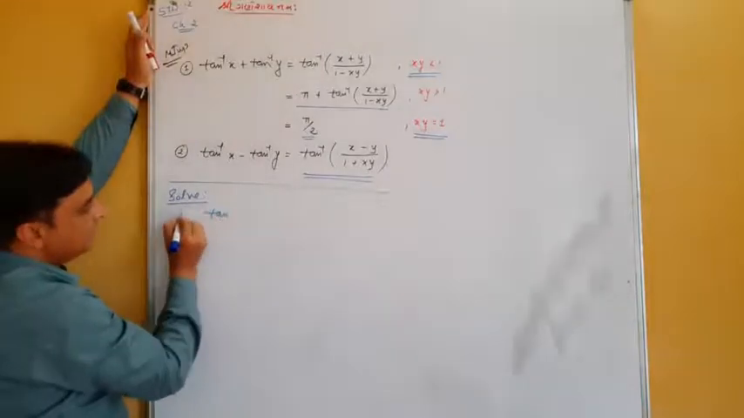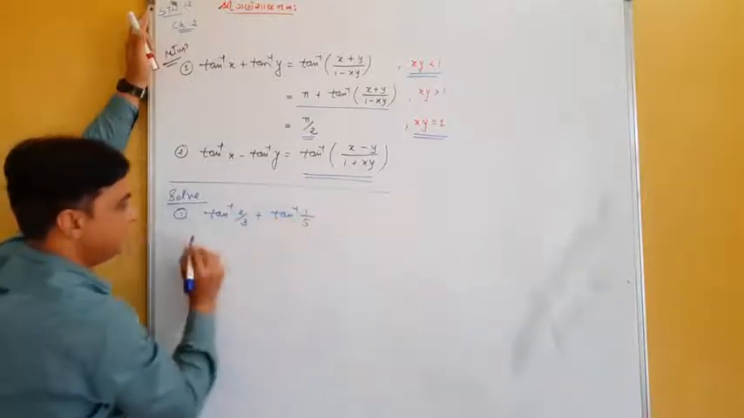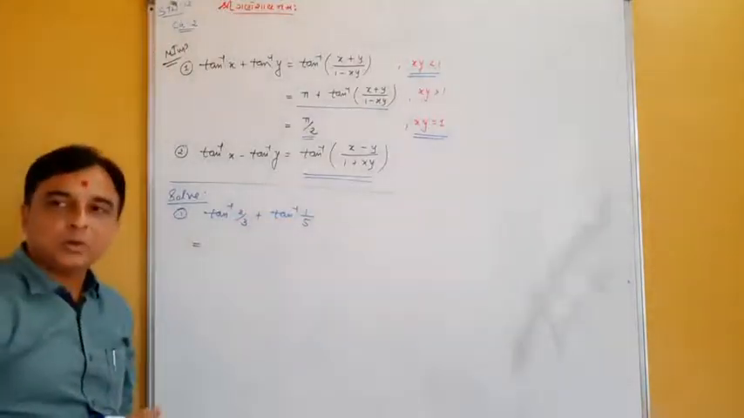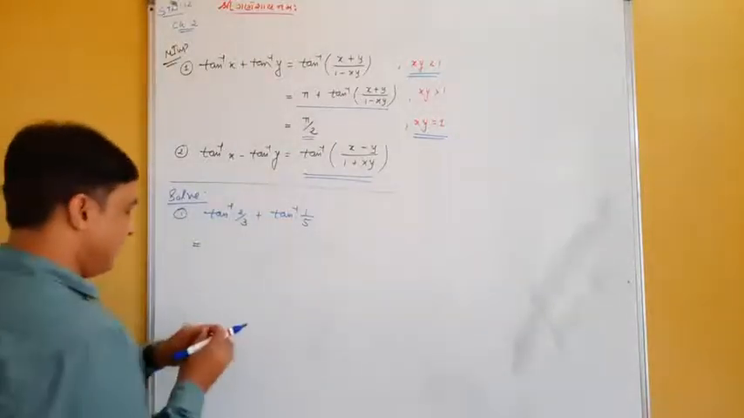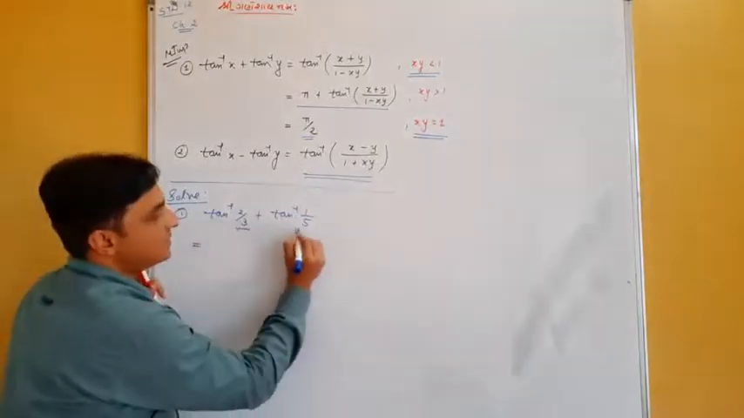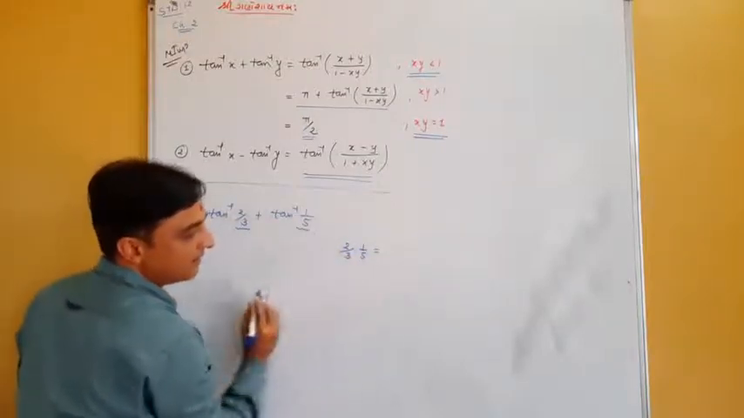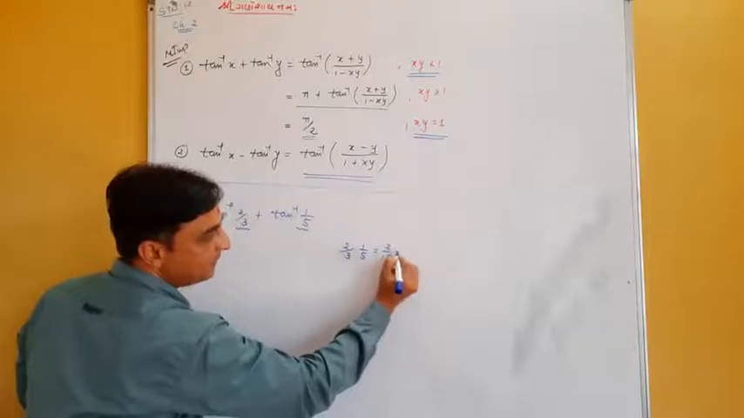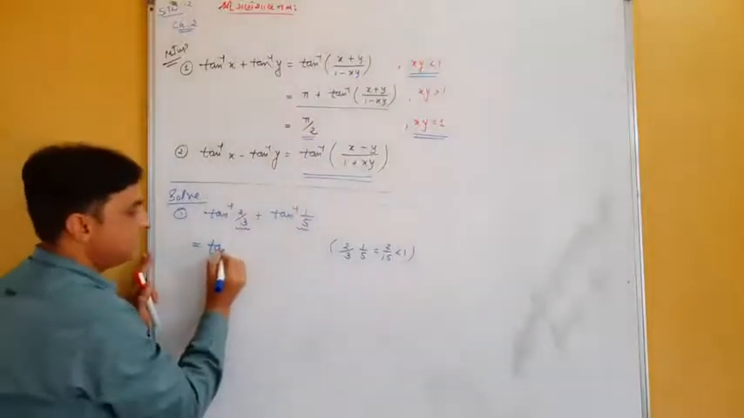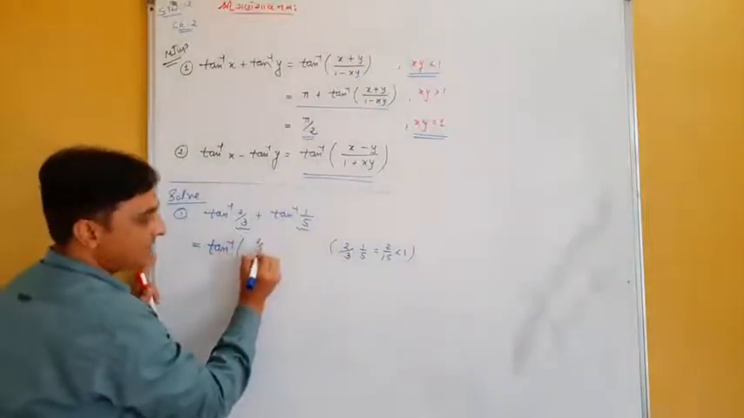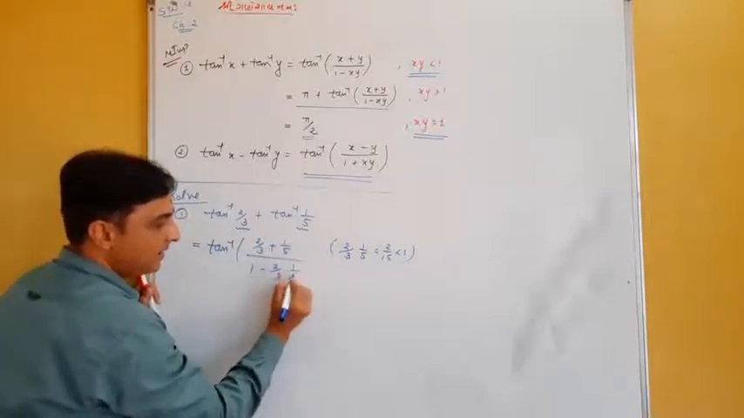So the first one: tan inverse 2 by 3 plus tan inverse 1 by 5. We have to find the addition of tan inverse 2 by 3 plus tan inverse 1 by 5. So here this is x and this is y. So check 2 by 3 and 1 by 5. The product is 2 by 15, less than 1. Which formula do we have to use? The first one. So the answer is tan inverse of (2 by 3 plus 1 by 5) upon (1 minus 2 by 3 into 1 by 5).